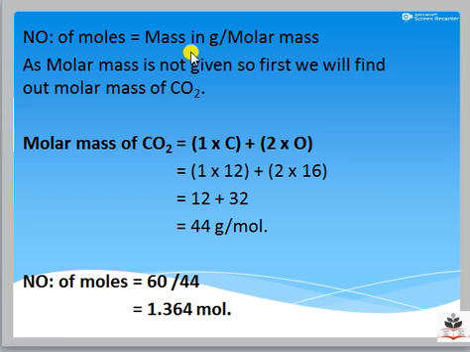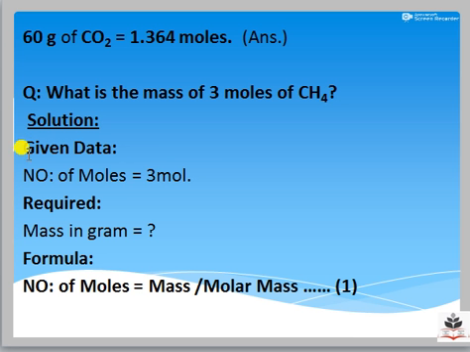And what was the mass of carbon dioxide given in the question? That was 60. Now let's put the values in this equation and we will get the answer. Number of moles is equal to mass in gram, which was 60, divided by molar mass, which is 44. So 60 divided by 44. The answer is 1.364 moles. What does it mean? It means that 60 gram of carbon dioxide is equal to 1.364 moles. This is the answer. The given mass in gram of carbon dioxide is now converted into moles.